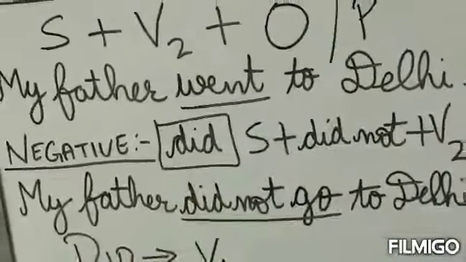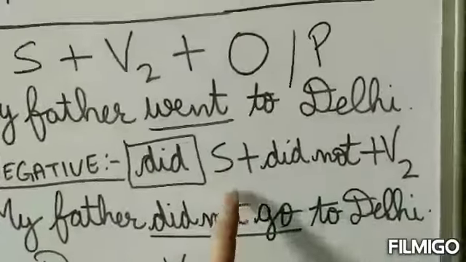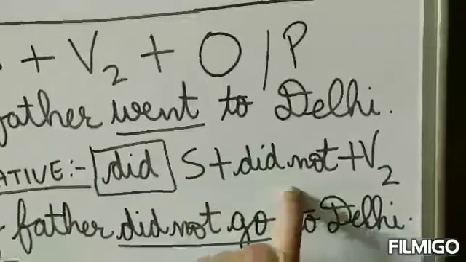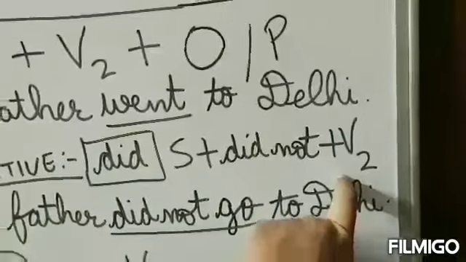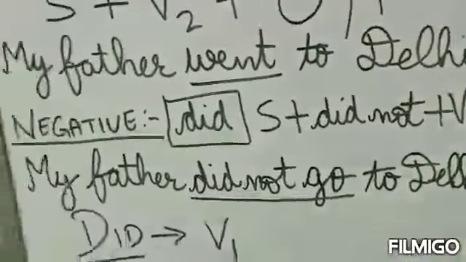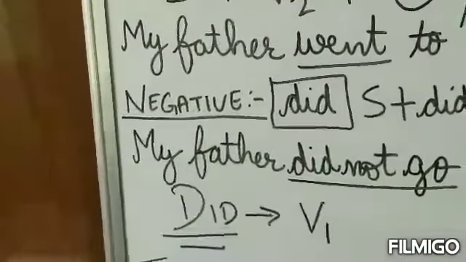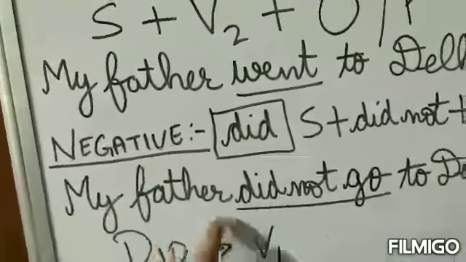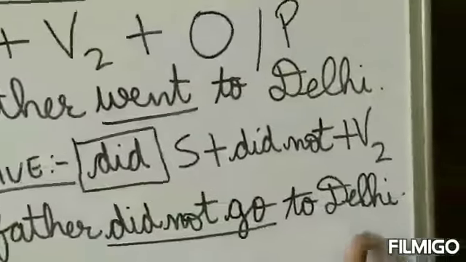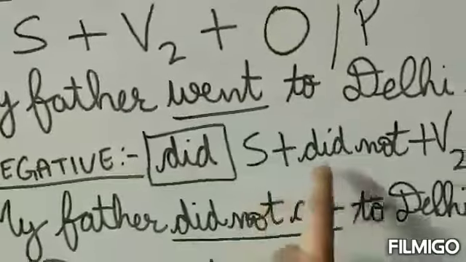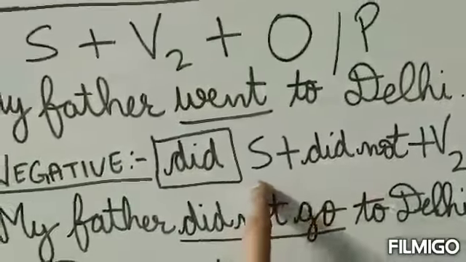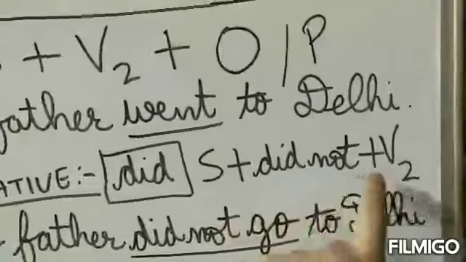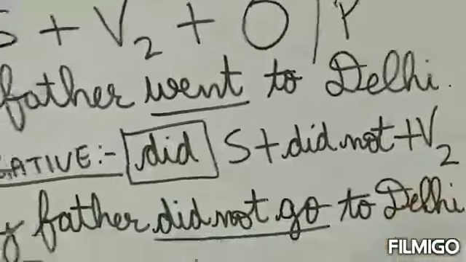Okay, so how will we write the sentences? Subject plus did not plus the second form of verb and then the rest part of the sentence. Okay. My father did not go to Delhi.